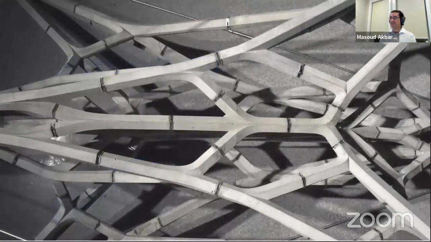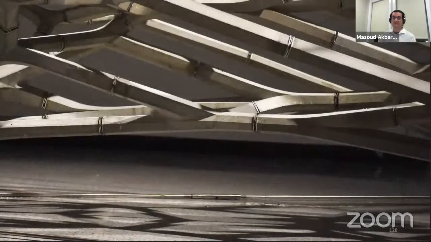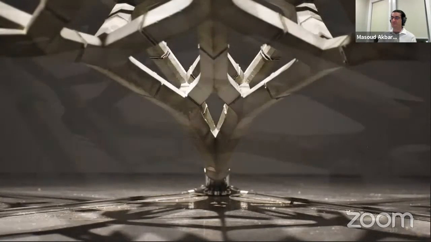So this is the assembly process, the body of the structure after assembly, right? You can clearly see the nodes are directly connected to each other. There is no member connecting one to the next separately. So it's a node-based construction. And yeah, these are some of the images of the final assembly.